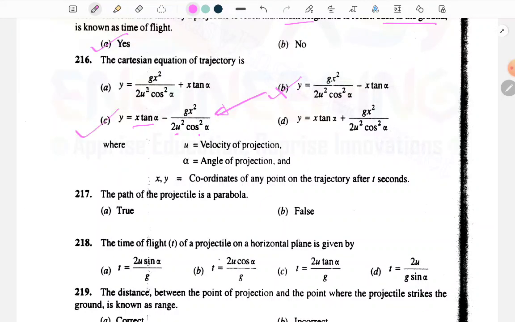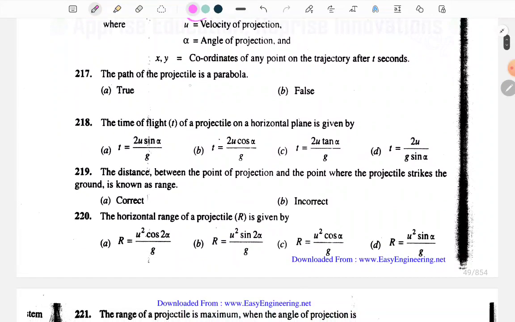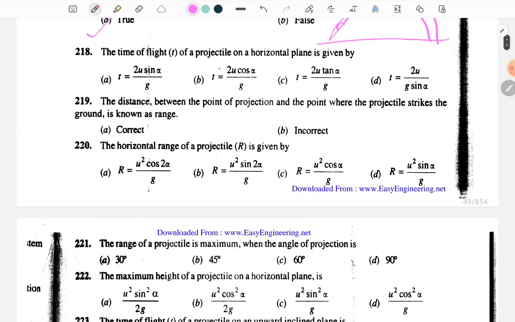Okay, x into tan alpha minus g into x square by 2u square into cos square alpha. The denominator cos square alpha is there, and this will be the second term. The path of a projectile is a parabola. Whenever you throw an object, it will go like this, and it will fall like this, making a parabola shape. Time of flight.